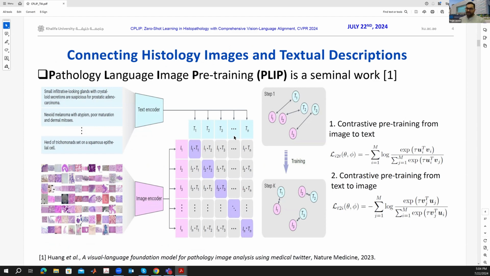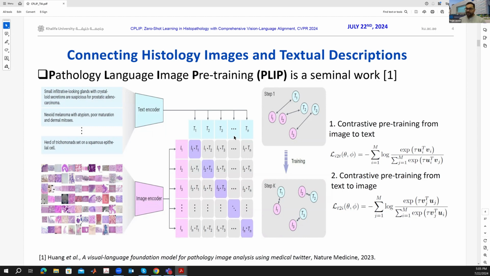Connecting histology images and textual descriptions is nowadays not a very innovative approach. In fact, a couple of papers have been produced in recent years. One of the seminal works is the PLIP model, the Pathology Language Image Pre-training, produced by Huang et al., the Stanford group, recently in Nature Medicine. The idea behind this PLIP model is straightforward, similar to the CLIP approach. Given the histology images and the textual descriptions, the idea is to align the positive images with their corresponding textual description.